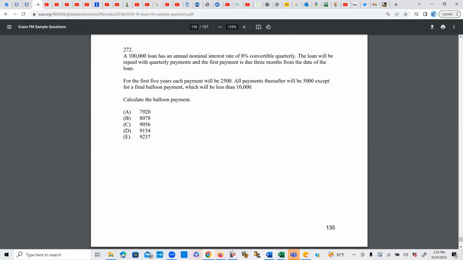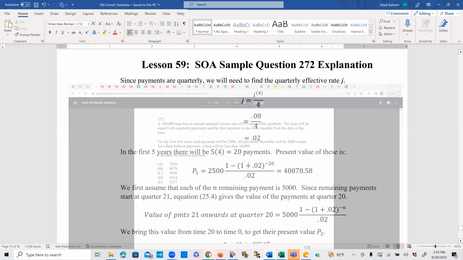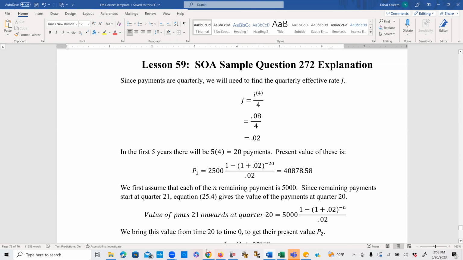And now, the balloon payment will happen among the remaining payments, which start after year 5. First, we assume that there are n remaining payments, each of 5,000. So we disregard the balloon payment for now. And once we figure out the n, then we will go back and bring the balloon payment in.